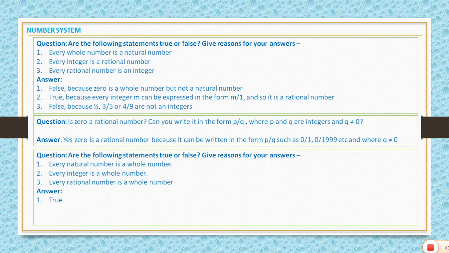True. Second question. Every integer is a whole number. सारे integers whole number होते हैं. Integers में positive, negative, 0 सब आते हैं, लेकिन whole numbers में negative नहीं आते. So answer is no. Third is every rational number is a whole number. सारे P by Q form वाले numbers whole numbers होते हैं. The answer is no. Whole numbers में 0 से number start होता है, उसमें P by Q form वाले numbers नहीं होते. So this was all for today.